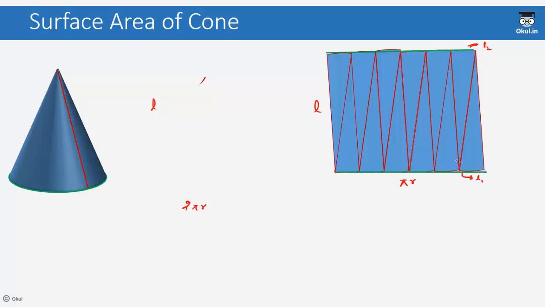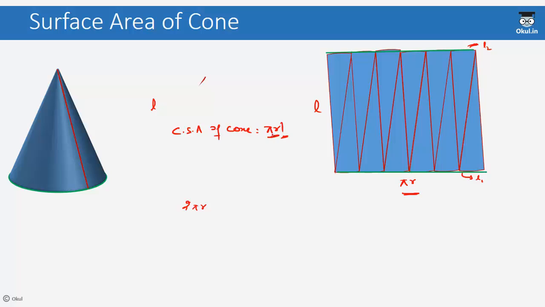So now in order to find the surface area of the cone, if we find the surface area of this figure, that is the rectangle, we'll be able to find the surface area of the cone. The area of this rectangle will be length into breadth. So the curved surface area of the cone is equal to length into breadth, pi r L. Here r is the base radius and L is the slant height of the cone.